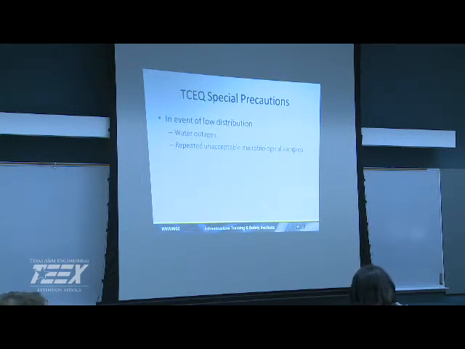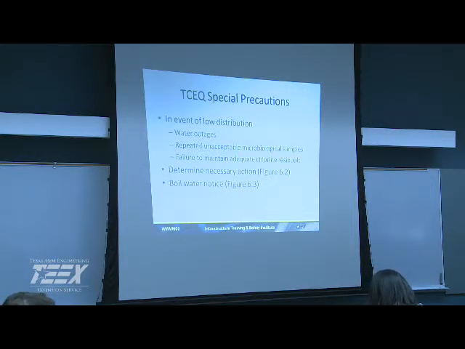If you have unacceptable repeats, positives, or you're not maintaining your residuals properly, you're going to have to talk with them and find out what it is that they want you to do. You're going to have to do boil order notices, flushing. What do you have to do to get that system back into compliance?